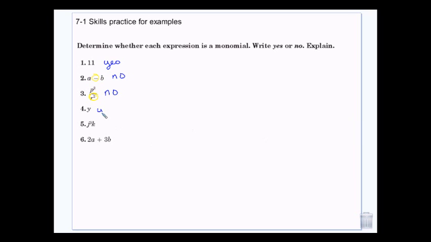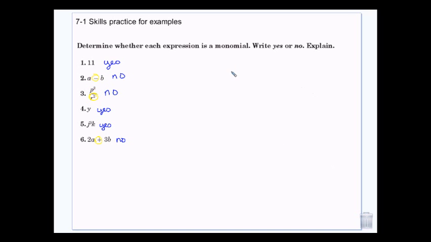This one? Yes. It's a no. Yes. Yes. No. Yes, yes. Okay, I got that one. Okay, so why is that one a no? No addition or subtraction.